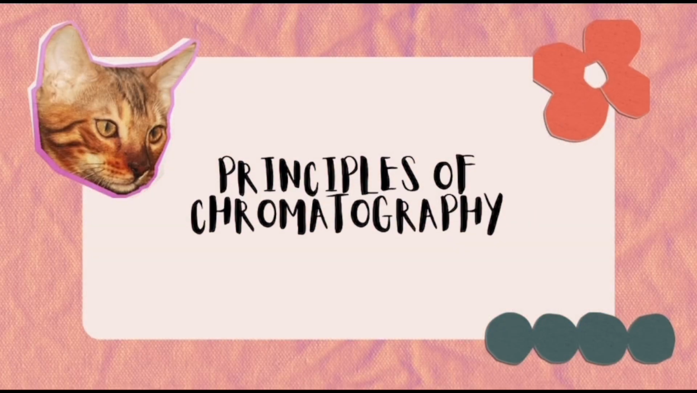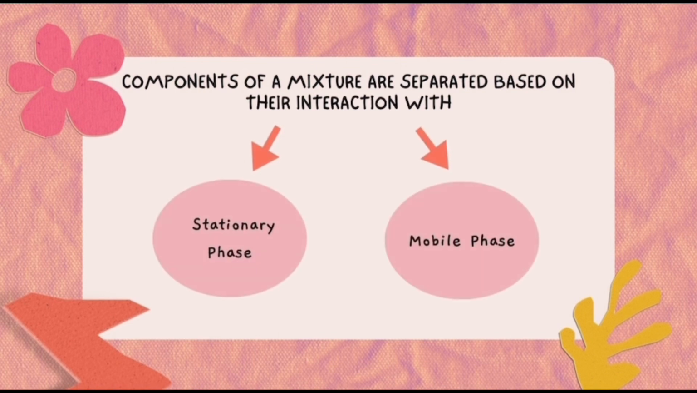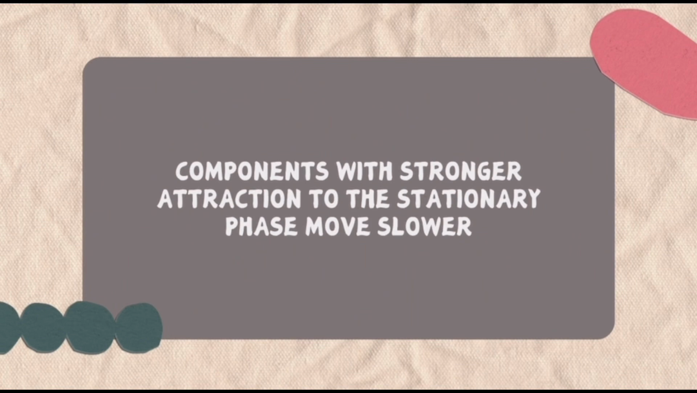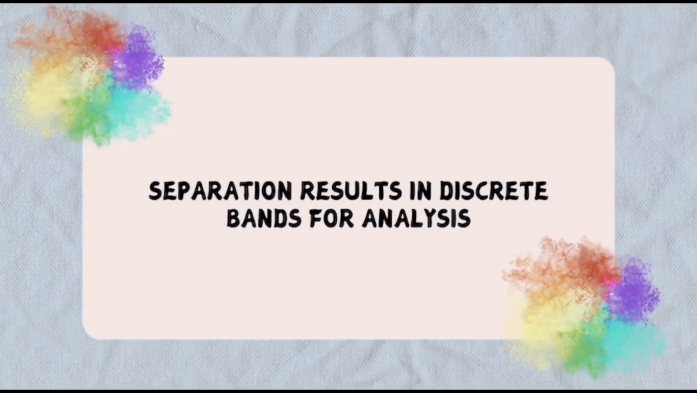Principle of chromatography: components of a mixture are separated based on their interaction with the stationary phase and mobile phase. Components with stronger attraction to the stationary phase move slower. Separation results in distinct bands for analysis. These are the example experiment.